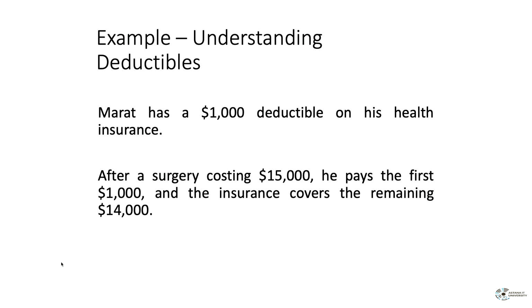So now let's take a look at deductibles. Marat has a $1,000 deductible on his health insurance, and after a surgery costing $15,000, he pays the first $1,000, and then the insurance covers the remaining $14,000. So because he had a deductible of $1,000, he pays the first $1,000, and the rest will be paid by the insurance company.